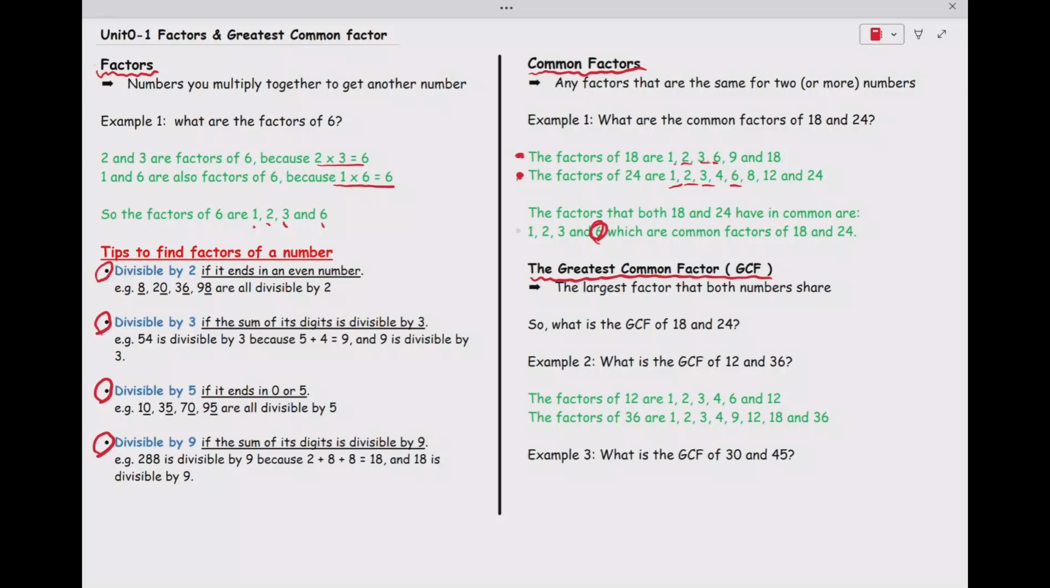Let's look at another example. What is the GCF of 12 and 36? The factors of 12 are 1, 2, 3, 4, 6, and 12. The factors of 36 are 1, 2, 3, 4, 9, 12, 18, and 36. So, common factors are 1, 2, 3, 4, and 12. And out of all the factors, 12 is the largest factor. So, the GCF of 12 and 36 is 12.